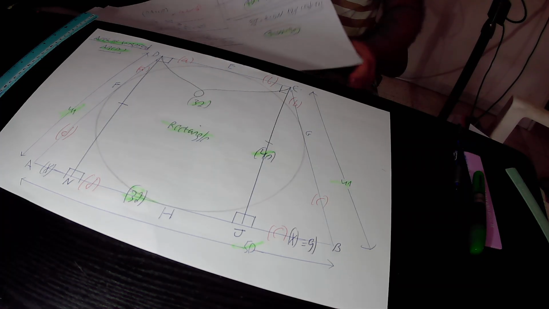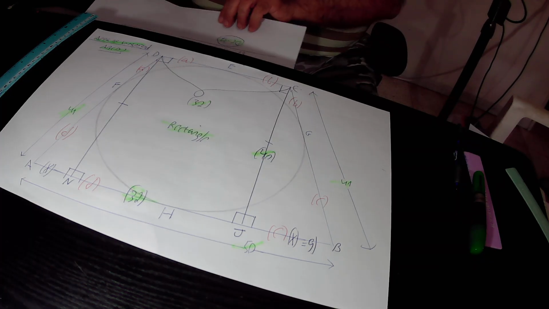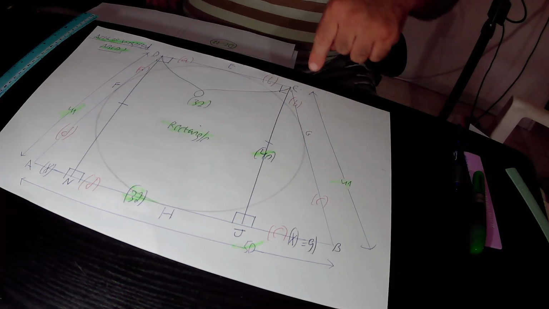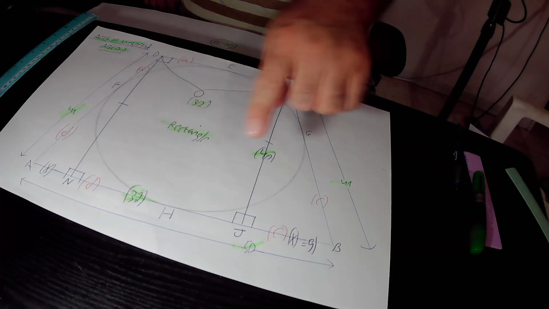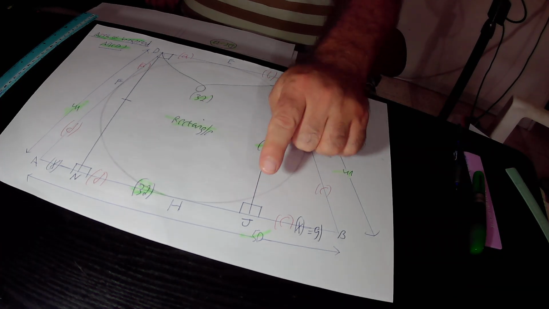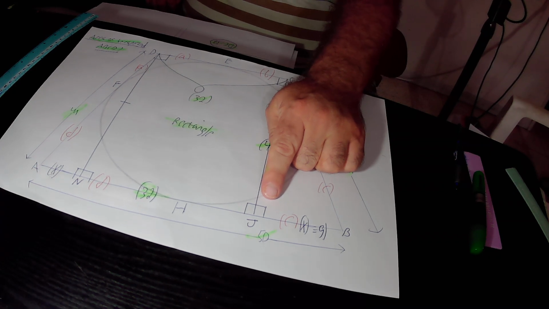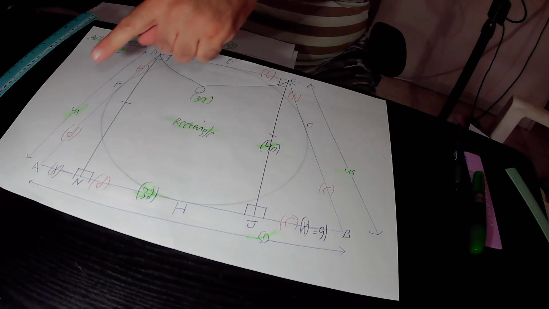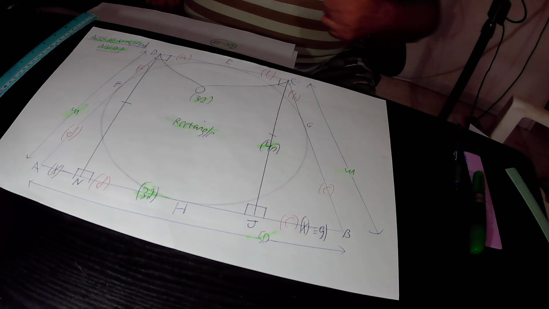In the next step, we did the construction: from point C we drew a perpendicular on AB. So this angle equals 90 degrees and this angle also equals 90 degrees according to our construction. We define the point where the perpendicular from point C meets AB. This point is point J.